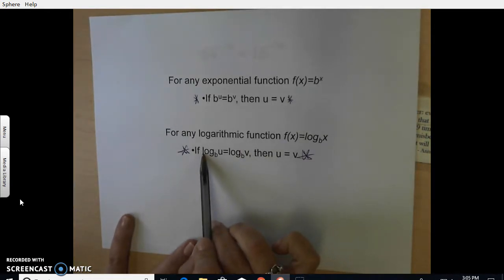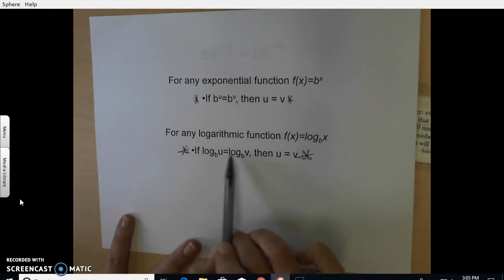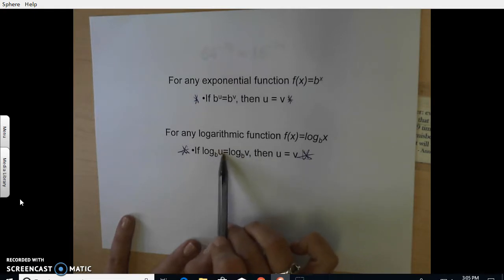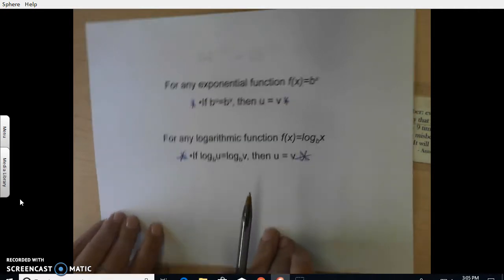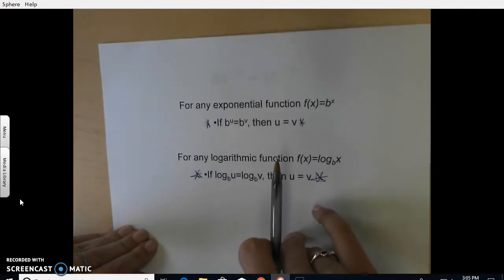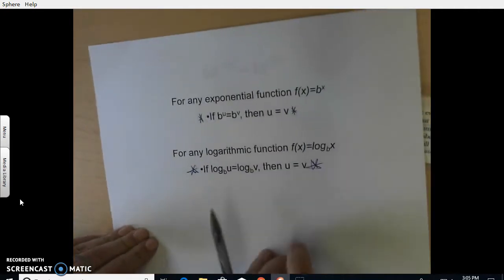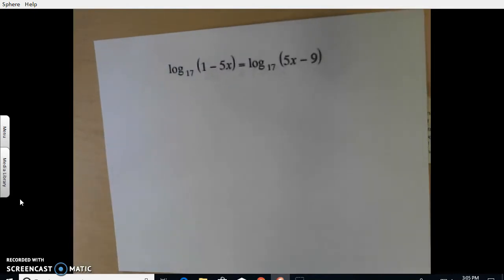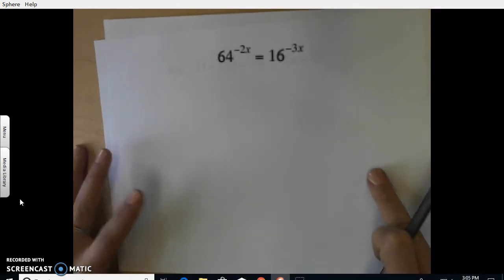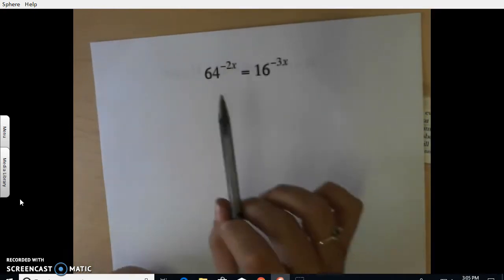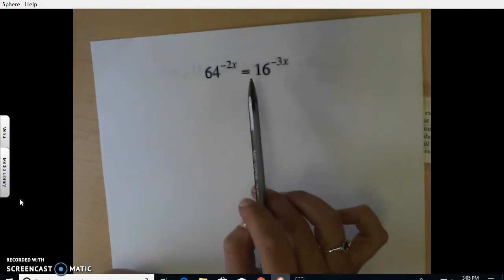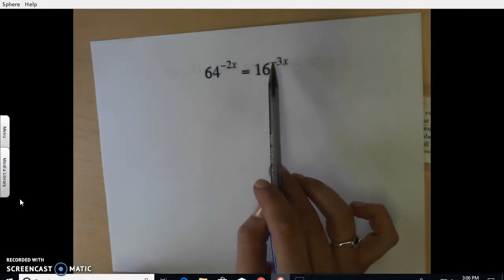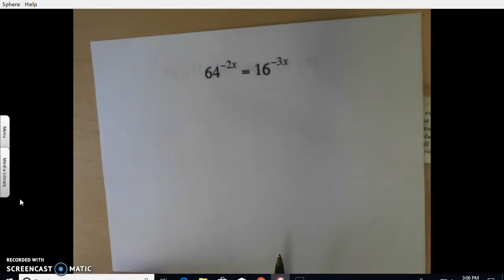The reason log base b of a number needs to be equal to this number as well. So let's use two examples with this. First, 64 to the negative 2x power is equal to 16 to the negative 3x power.